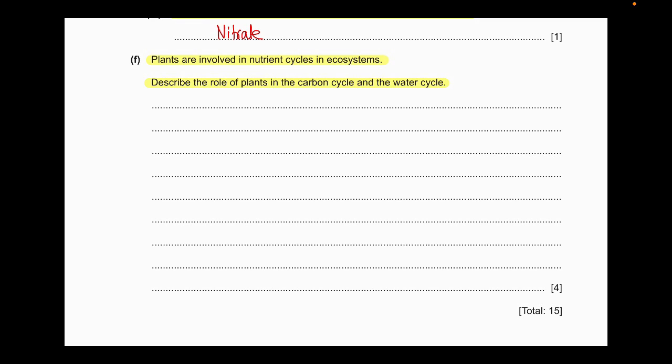Now, the part that the plant plays in the water cycle is that plants absorb water via roots from the soil and release water vapor into the atmosphere by transpiration. Guys, next question.